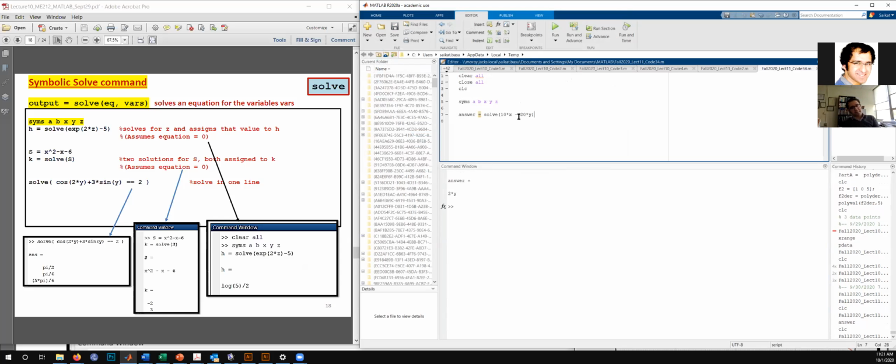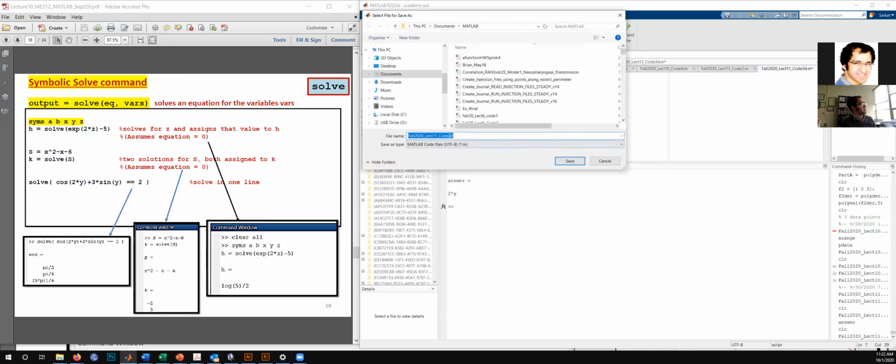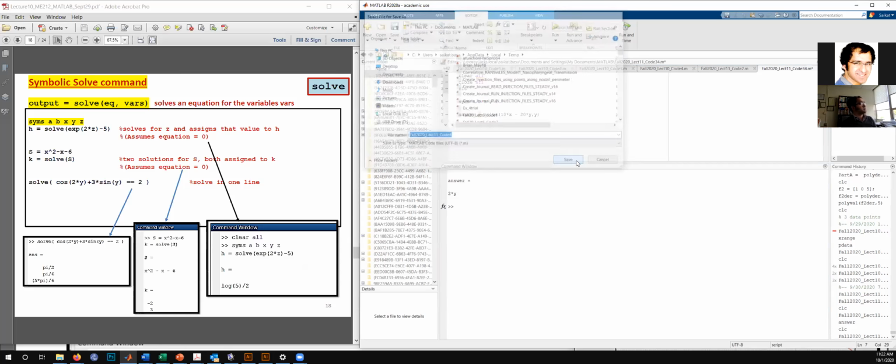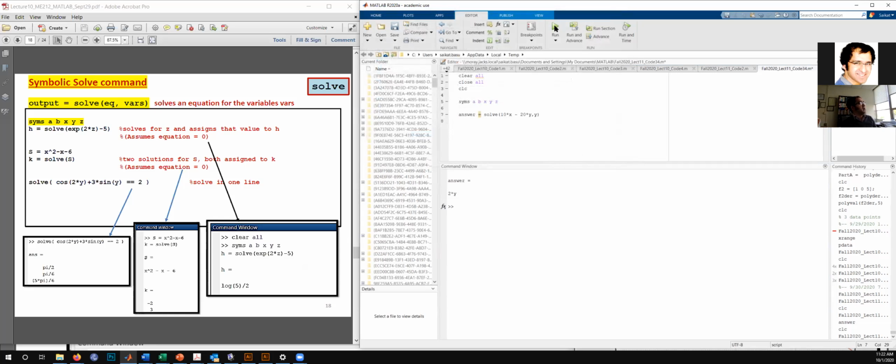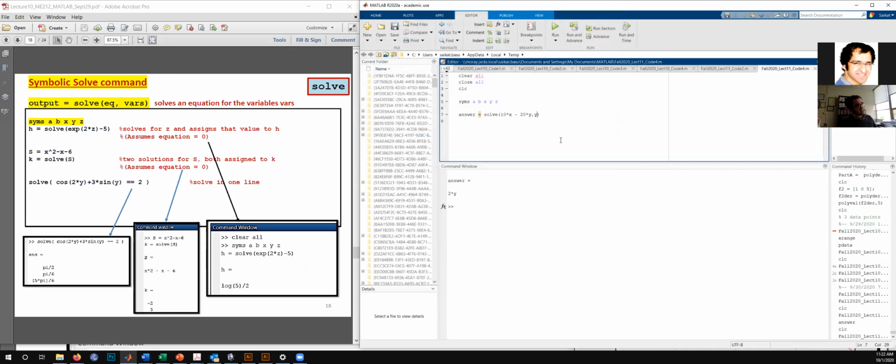But suppose x is not the variable that you want. You want y instead. So what you do is you add this y, the variable that you are trying to solve for, after the main equation. If I again save this as code 4 and try to run this again, the expectation is MATLAB is going to solve for y.